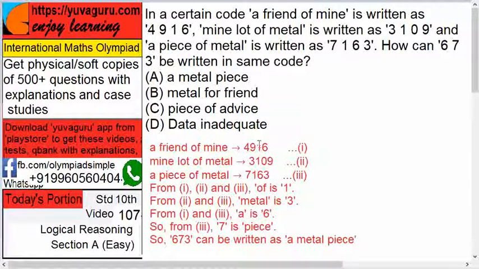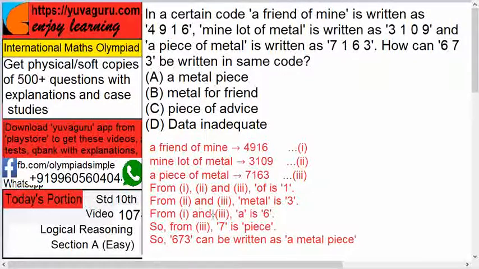Now which number is common in all the three? 1. Which word is common in all the three? "Of". So 1 will represent "of". Okay. Now you got one number. Now focus on 2 and 3. 1 is common and 3 is common. But 1 you already know is "of". So for 3, which are the two words which are common? "Of" and "metal", right? So 3 will be "metal" then.